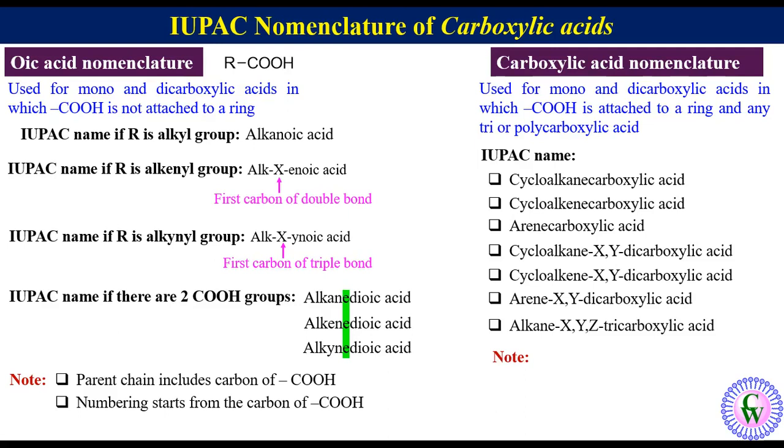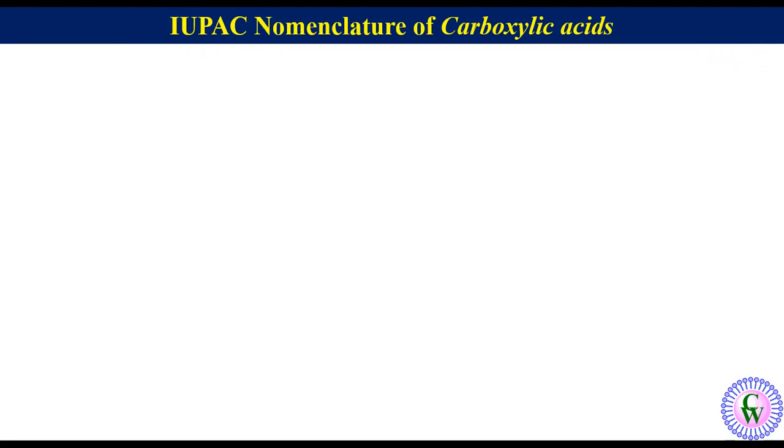One thing which is to be noted here is that in carboxylic acid nomenclature, parent chain doesn't include carbon of carboxylic acid. Now we will go through examples. We will start with the simplest carboxylic acid called formic acid. It has only one carbon atom. We know that one carbon hydrocarbon is called methane. So the IUPAC name of formic acid is methanoic acid.